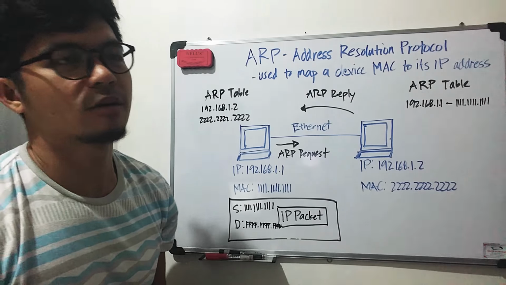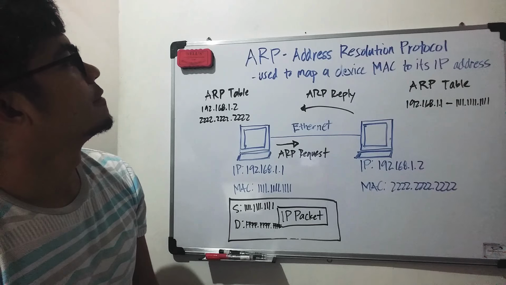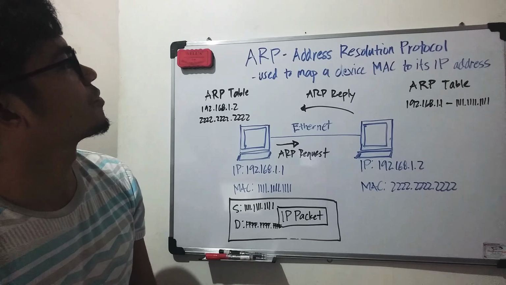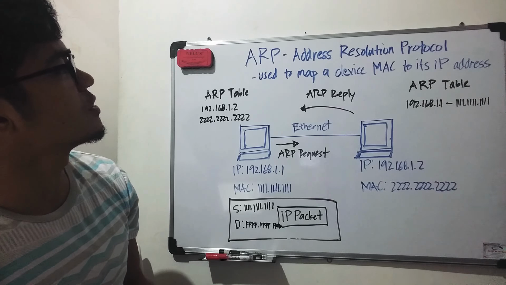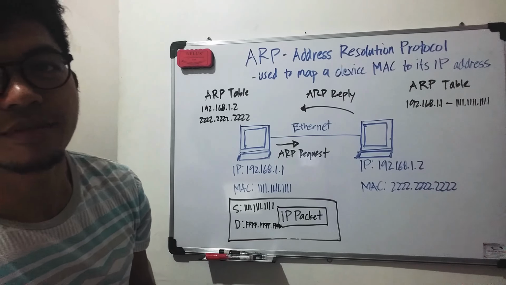Today I want to talk about ARP, Address Resolution Protocol. ARP is basically used to map a device's IP address to its MAC address.